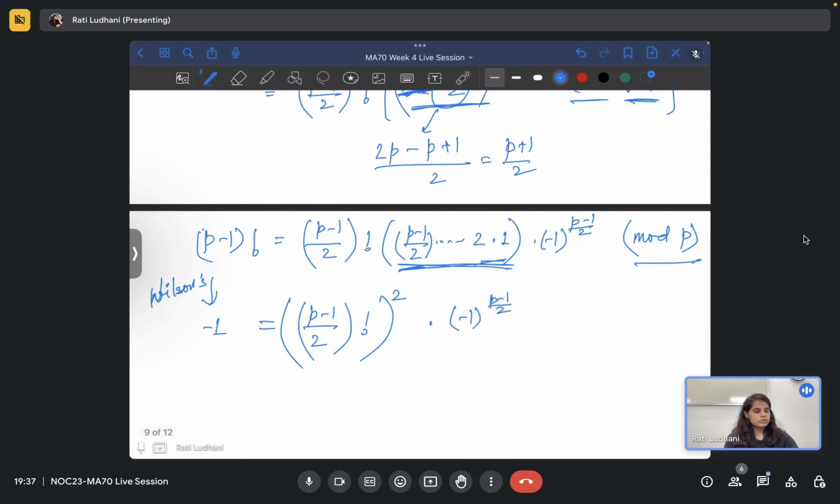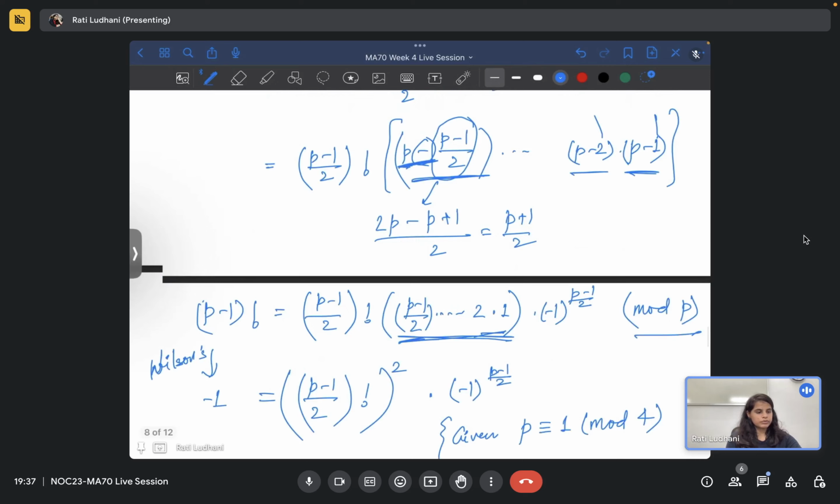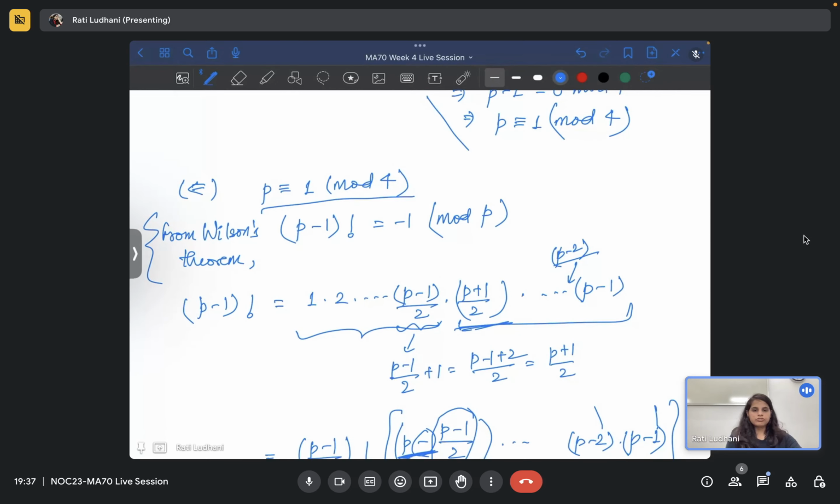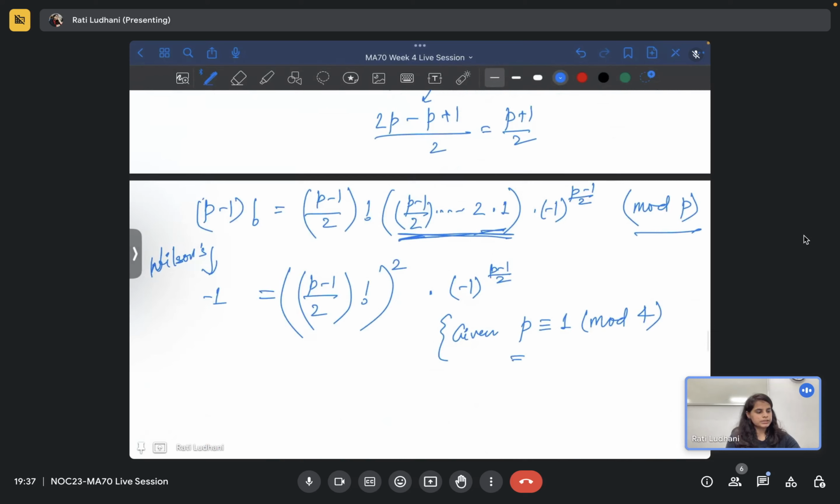But what you have in this condition, given that we already know p is 1 mod 4, because we have assumed that we are proving this side. We already have p ≡ 1 mod 4. This implies p−1 is equal to 0 mod 4. And this implies, what will happen? This will be an even number, because mod 4 it is 0, so when you divide by 2, it will still be even. There will be a factor of 2 because it is divisible by 4.